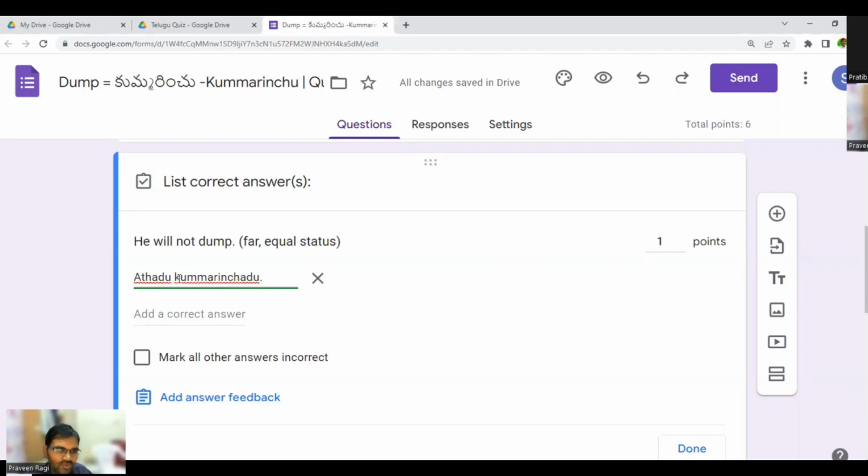For the other things, it will be the same. They don't dump. They will not dump, or they don't dump. Can you try now? I will not type, but you just read. They will not dump. వారు కుమ్మరించరు. Yes, perfect.